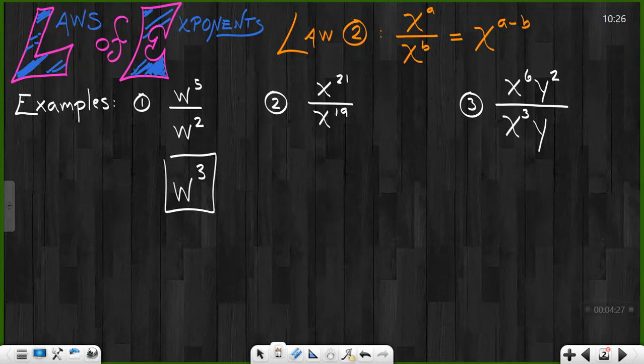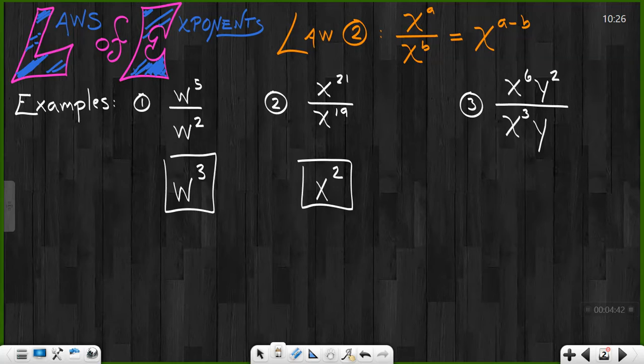Done. Try 2. All right, if you tried 2 now, if you pause the video, coming back in, x to the 21st over x to the 19th, I'm going to keep my base of x, and I'm going to subtract 21 minus 19 is 2, giving me x squared. Let's take a look at 3.